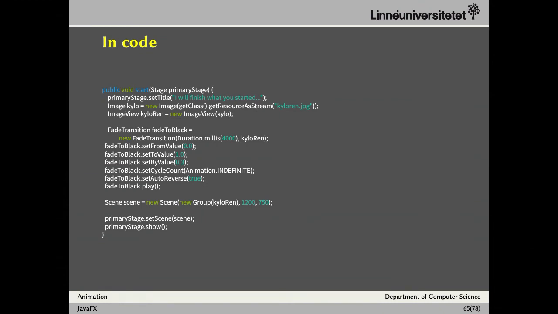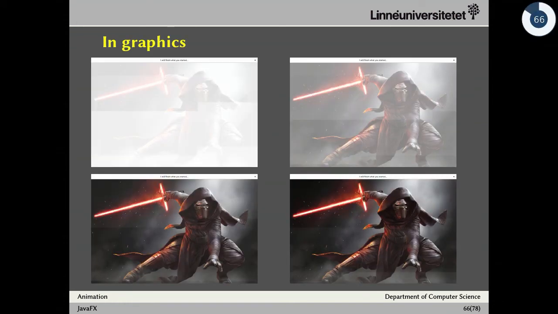And we have set by value 0.3, so it will be 0.3 more every time it updates the animation. Cycle count indefinite. It will fade out and in, out and in, out and in indefinitely, and it will auto reverse. And then just play. Nice. And if I had this running, it will look something like this. Really cool.